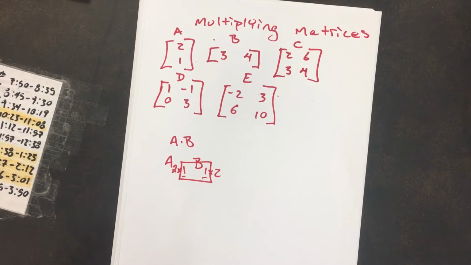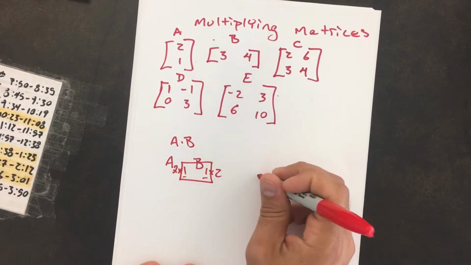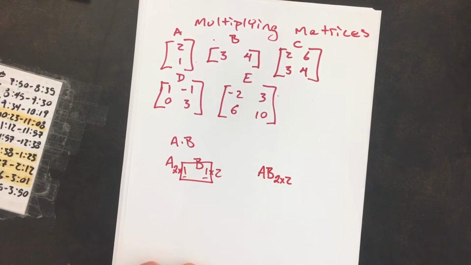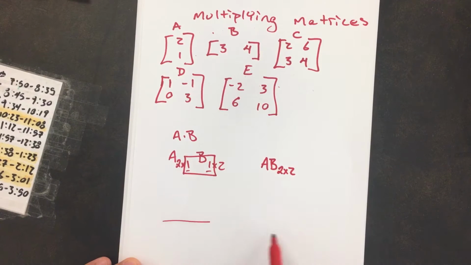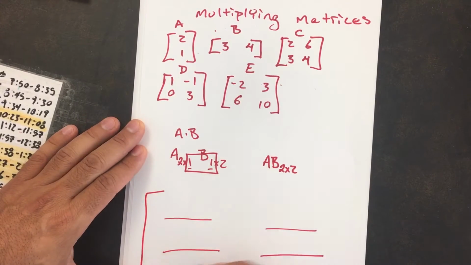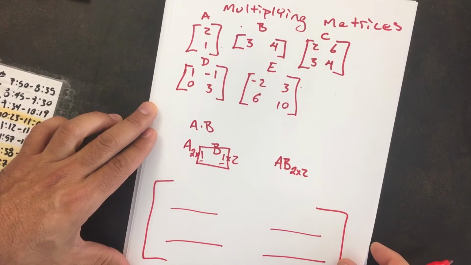The resulting matrix will be the shape of the rows of the first matrix and the columns of the second matrix. Essentially the inner numbers cancel each other out and we're left with a 2 by 2. So matrix AB is going to be a 2 by 2 when we're done. So I'm going to set up a 2 by 2 for when I'm done, 2 rows, 2 columns, okay? And then I'm going to show you guys how to do these.